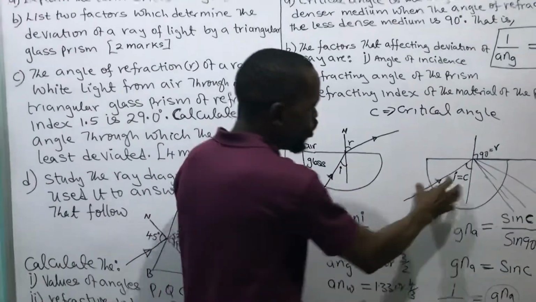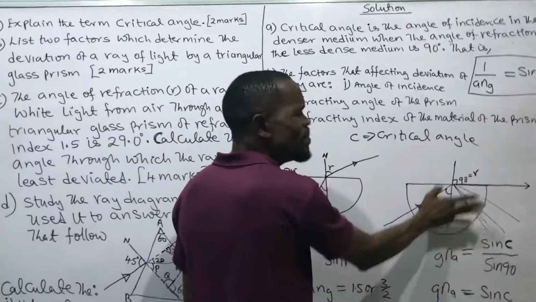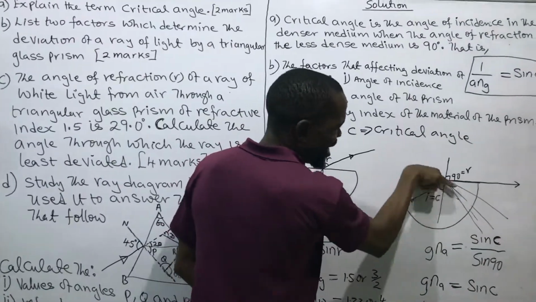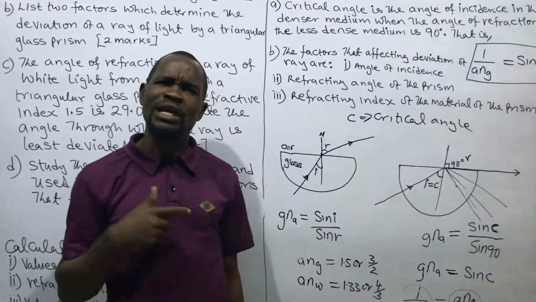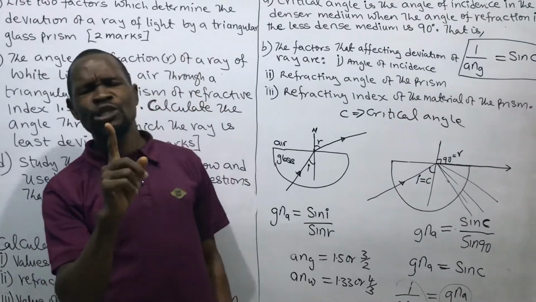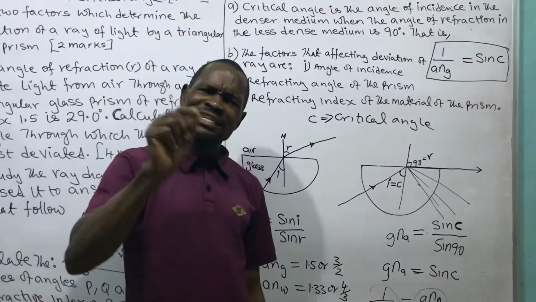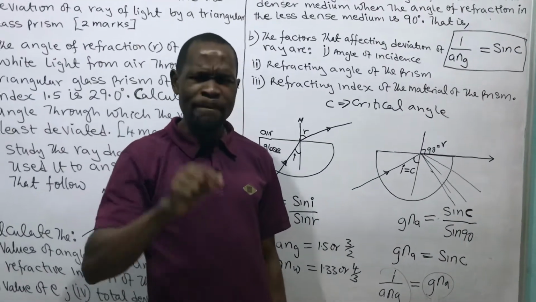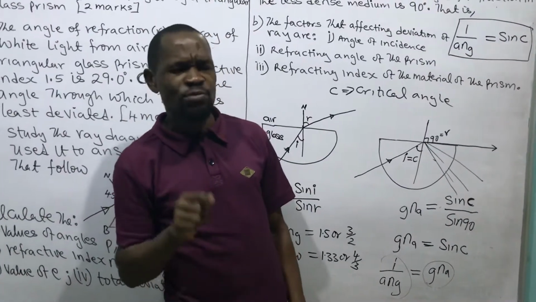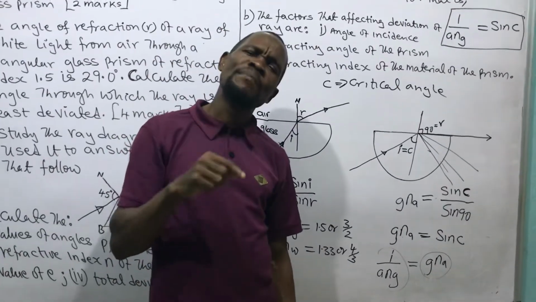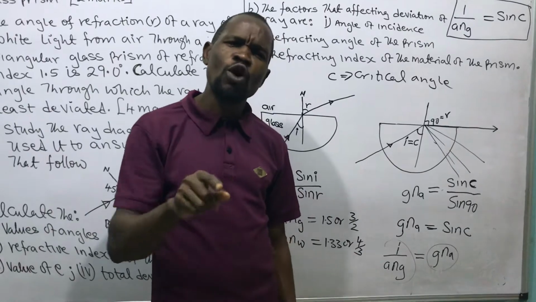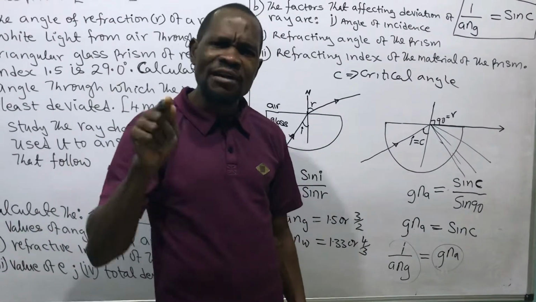That means the reflection is in the same medium. Both the incident and reflection are in the same medium. That's what we mean by total internal reflection. And this will only occur in a denser medium. When a ray is moving from denser medium to less dense, that's where we can achieve what we call total internal reflection.